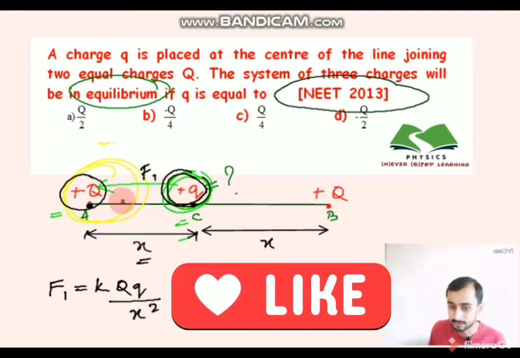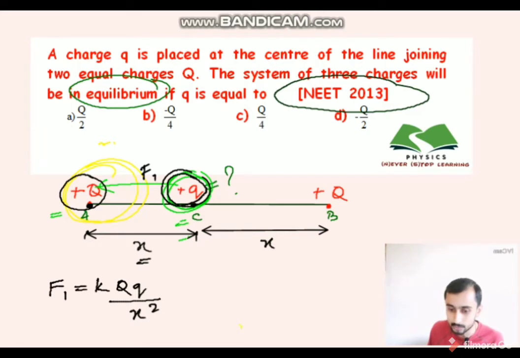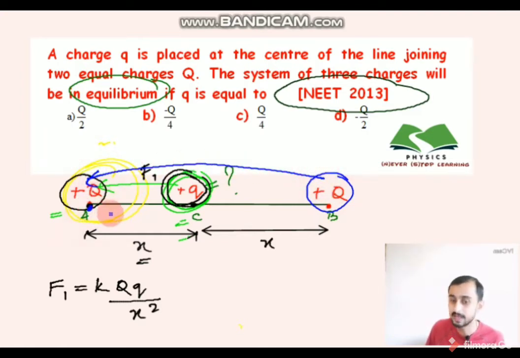Now one more force is acting on this, that is the force due to this capital Q at B. Due to this capital Q also there is some force on this charge at A, right? Let us name that force F2. Because both are positive, similar charges, the magnitude is also the same. Anyhow, there is some force F2. Then what about the distance of separation between A and B? One is x here, x plus x. So what is the total distance? That will be 2x.